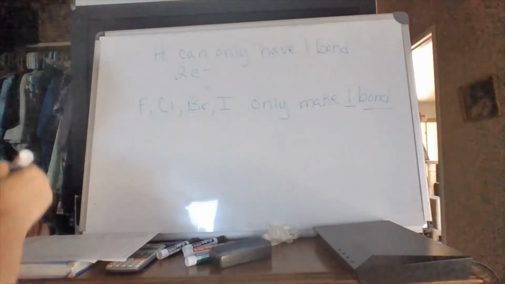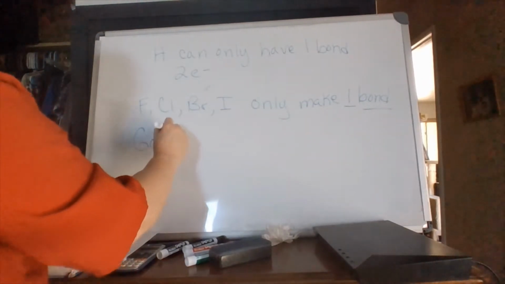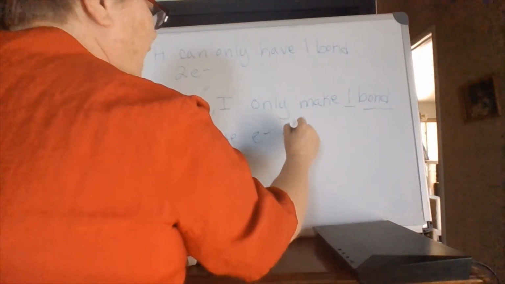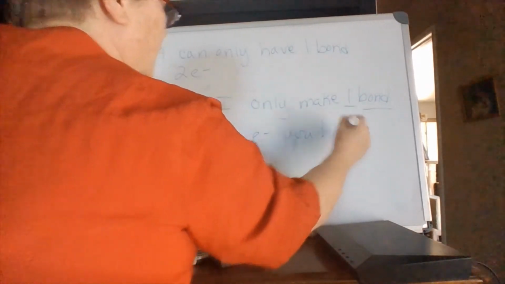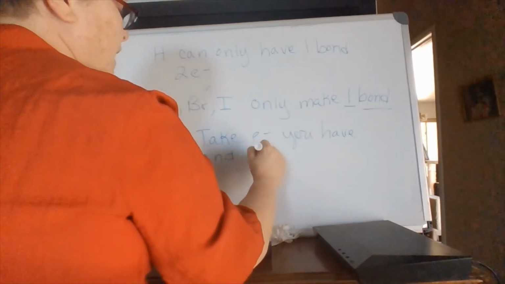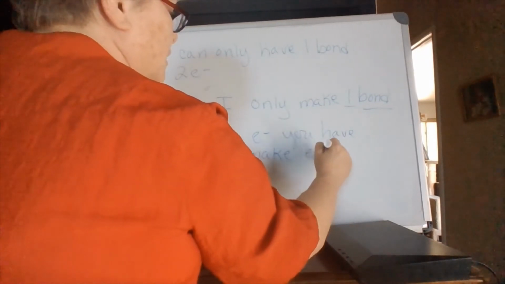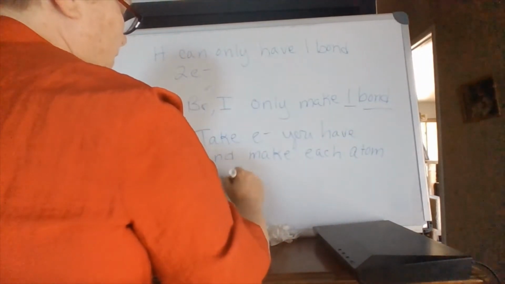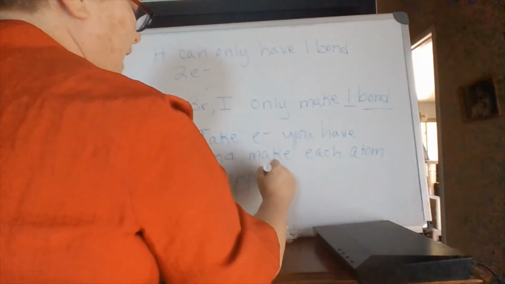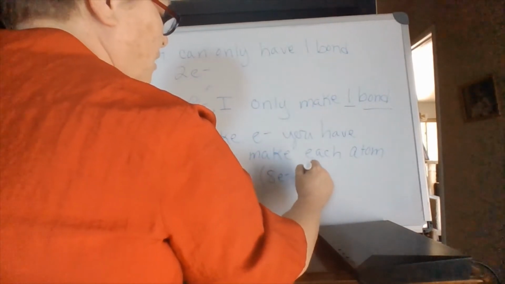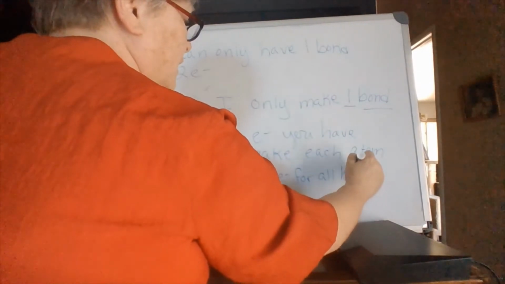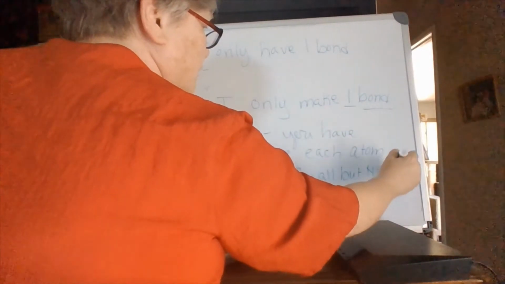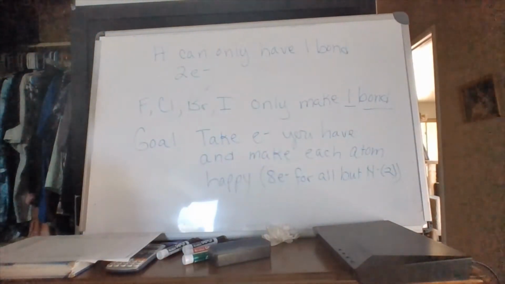And remember that your goal is, this is a puzzle, and you're to take the electrons you have and make each atom happy. So that's 8 electrons for all but hydrogen. And remember, hydrogen can only have 2. So that's how you make everybody happy.